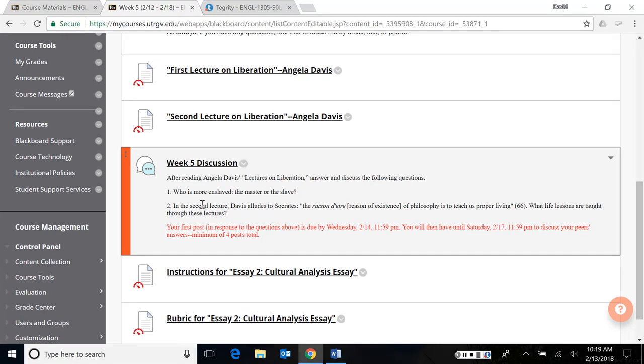Number 2, in the second lecture, Davis alludes to Socrates, and she quotes the raison d'être, which is the reason of existence, or the reason for philosophy, is to teach us proper living. Now, what life lessons are taught through these lectures? What takeaways can we take from these lectures that we can apply to our lives? And again, it's just standard. You post to these questions by Wednesday night, and then you have until Saturday to respond to 3 posts.